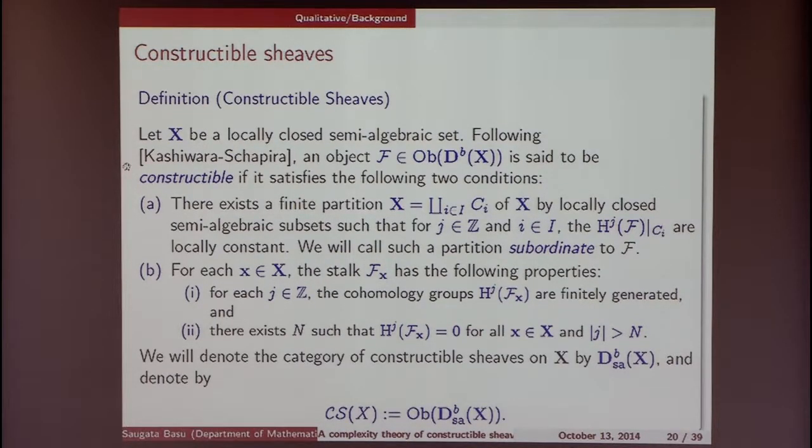So we'll denote this category of constructible sheaves by this, and I'll forget about this notation in a second. I'll just call the set of objects of this category, the constructible sheaves on X, CS of X. That should be an analogy of S of X, which we defined as the set of semi-algebraic subsets of X.